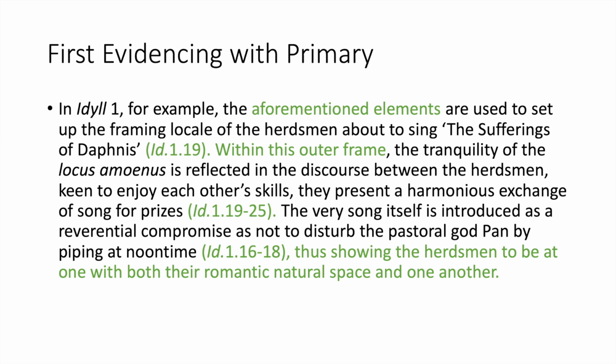So within this outer frame, for example, gives us an idea of how the poem's set up to have herdsmen singing to one another within, okay? And then we have the so what test at the end, so thus showing the herdsmen to be at one with both their romantic natural space and one another. So why is that evidence really important? Does all of the evidence you cite support your conclusions, and what does it offer to your overall argument? That's the most clear from this example, and that's what makes it a first class example.